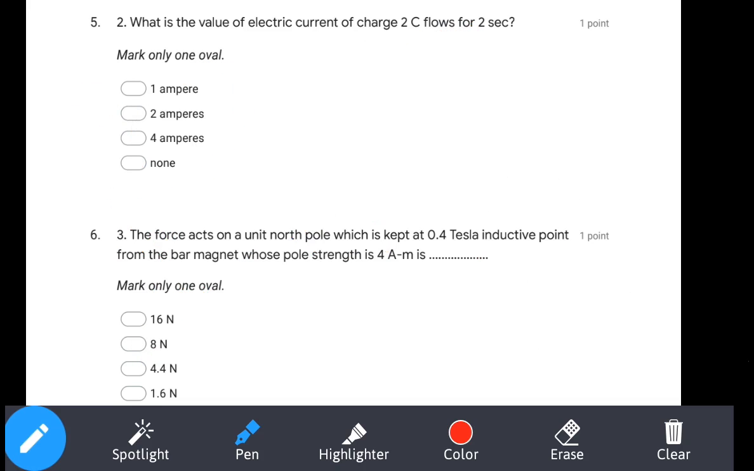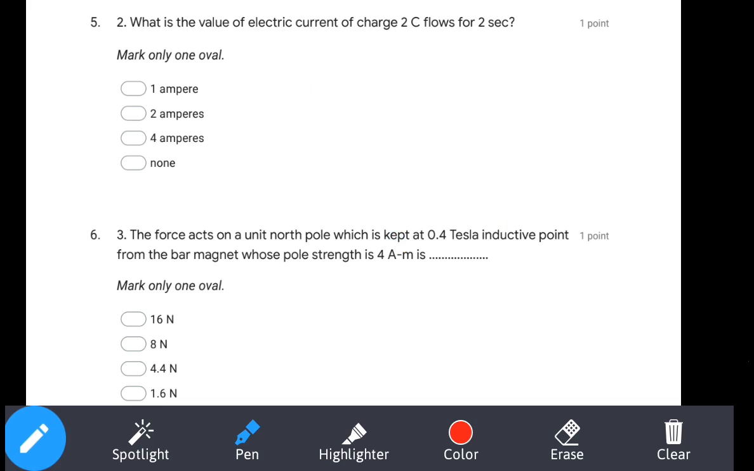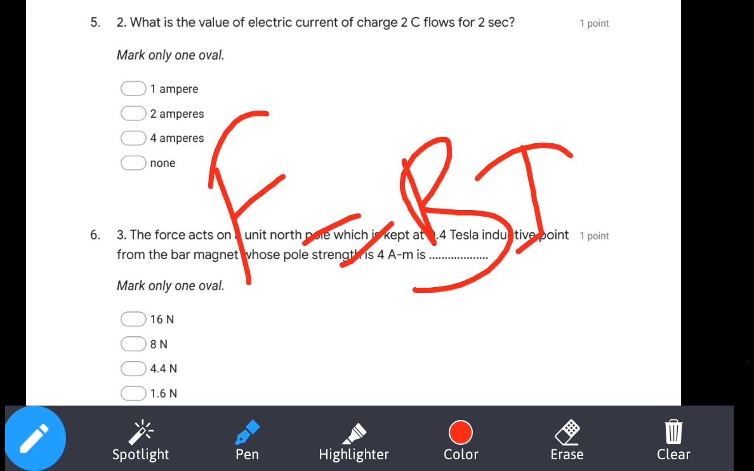Option number A. A force acts on a unit north pole which is kept at 0.4 Tesla; the B value they have given is 0.4 Tesla. The induction point from the bar magnet, when the pole strength is 4 ampere meter. Now they are asking what the force is. 4 ampere meter means, if you observe here, ampere means I, meter means L. So what is the force formula on the current? F is equal to BIL, F is equal to BIL only.